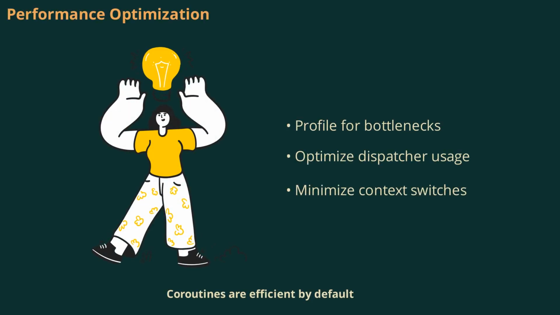Coroutines are efficient by default, but you can optimize performance even further. Profile your app to find bottlenecks, use the right dispatcher for each task, and avoid unnecessary context switches. By tuning your coroutine usage, you can deliver fast, responsive apps that delight users.